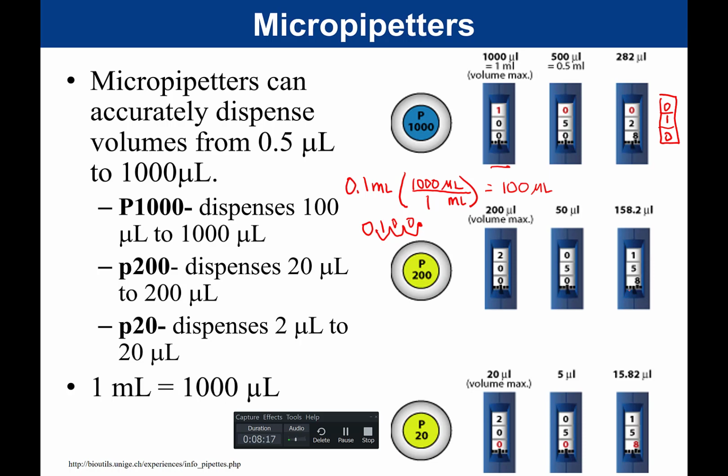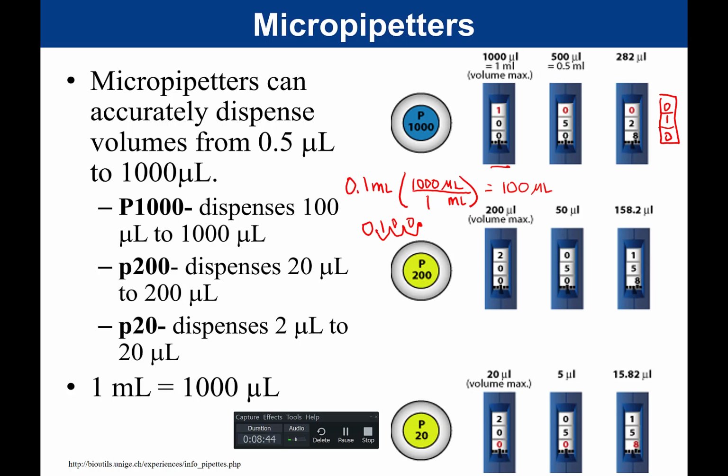If we're looking at a P20, the maximum is going to be 20 microliters. So the number at the top is no longer the hundreds. The number at the top is now the tens, and then the ones, and then the tenths, and the hundredths. So meaning the decimal point is after, starting where the red number is. So if it reads 200, that is going to be the maximum, which is the 20 microliters.